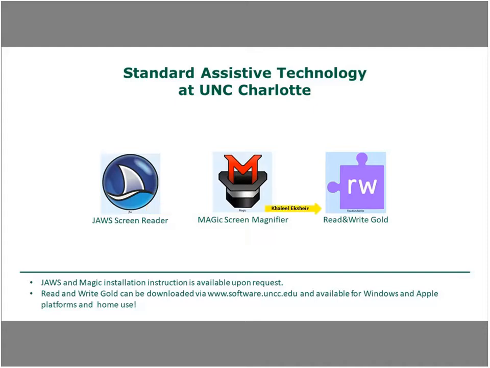The next software is Read and Write Gold. Read and Write Gold is used by people with or without disabilities. Simply, as the name says, it helps with reading and writing. It reads images; it can convert an image to text and read it to the user. It helps with mind mapping, research, bibliography and so forth. The good thing about Read and Write Gold is that it is available at software.uncc.edu, and it is available for every user on campus. You can use it at home on your personal computer, at your office, or at the lab.